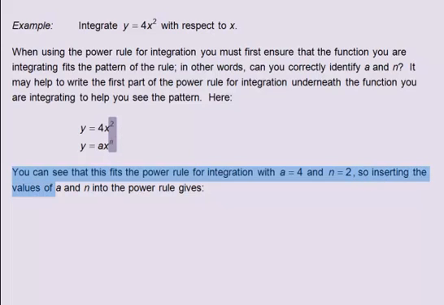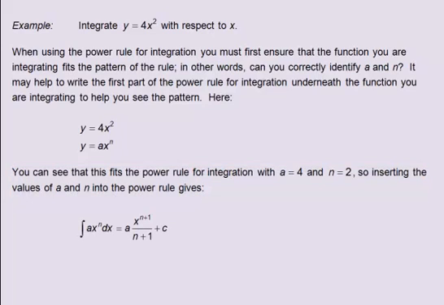So, inserting the values of a and n into the power rule gives the integral of ax to the n dx equals a multiplied by x to the n plus 1 divided by n plus 1 plus c, which becomes the integral of 4x squared dx equals 4, which is a, multiplied by x to the power 2 plus 1 divided by 2 plus 1, using n equals 2, plus c. As 2 plus 1 equals 3, the answer is 4x cubed divided by 3 plus c.